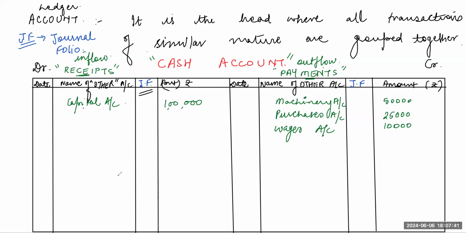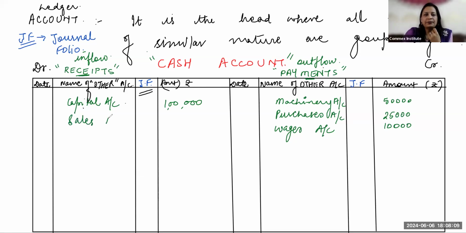Ma'am, credit side. Credit side, no. When I make cash sales, I receive cash, Vidita. Yes, ma'am. When we make cash sales, we actually receive cash, right? And because we are receiving cash, we are going to put it as sales account, and the amount will be 20,000. Okay, so in a transaction, bacho, you'll have to think a little bit whether you're receiving the cash or paying the cash and then put it on the respective side.